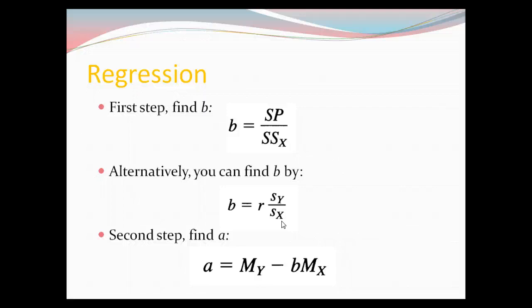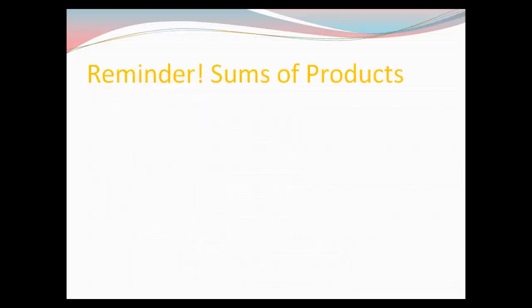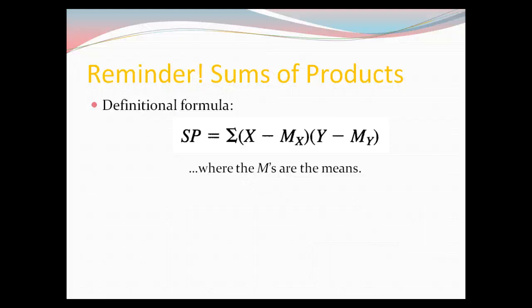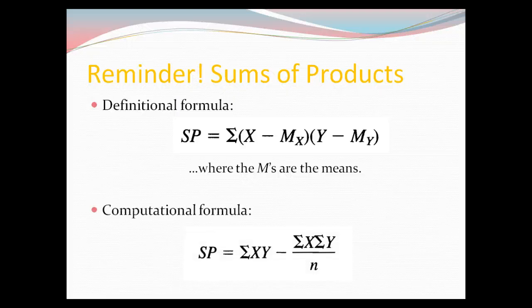Now, we should quickly review the sum of product calculation. The definitional formula for sum of products is the summation of x minus m sub x multiplied by y minus m sub y, where m's are the means. The computational formula, which is the one you'll want to use, is the summation of x times y, the product of x and y, minus the summation of x multiplied by the summation of y, divided by n.